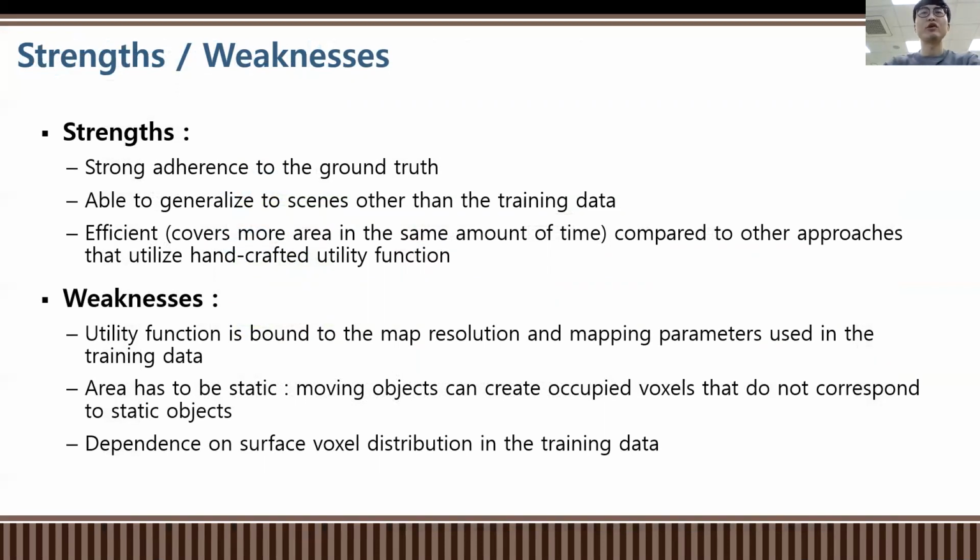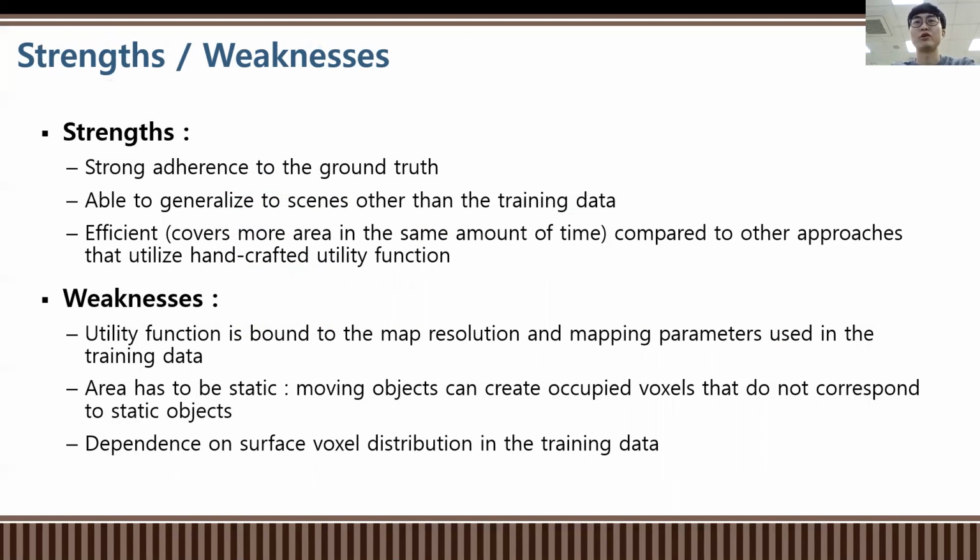I will finish off the presentation after pointing out some of the strengths and weaknesses of the proposed exploration method. First, let's go over the strengths. The presented method has strong adherence to the ground truth due to its data-driven nature. This method is able to generalize to areas other than training data, meaning that it allows drones to navigate unknown areas and gather information to reconstruct them. Lastly, the algorithm is efficient in the sense that it covers more area in the same amount of time compared to other approaches that utilize handcrafted utility functions.